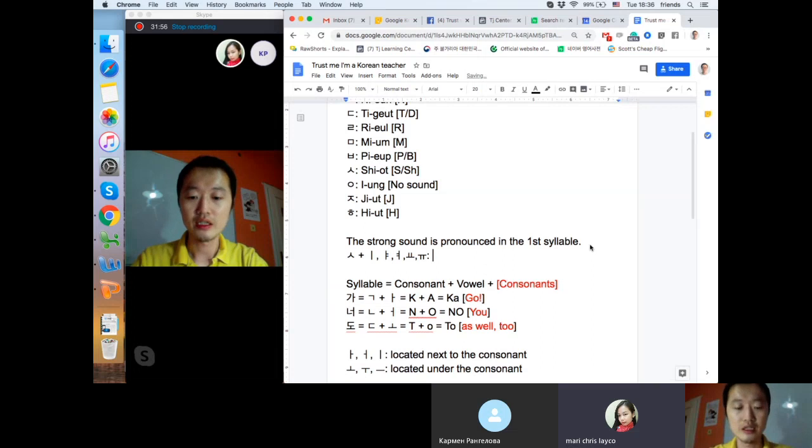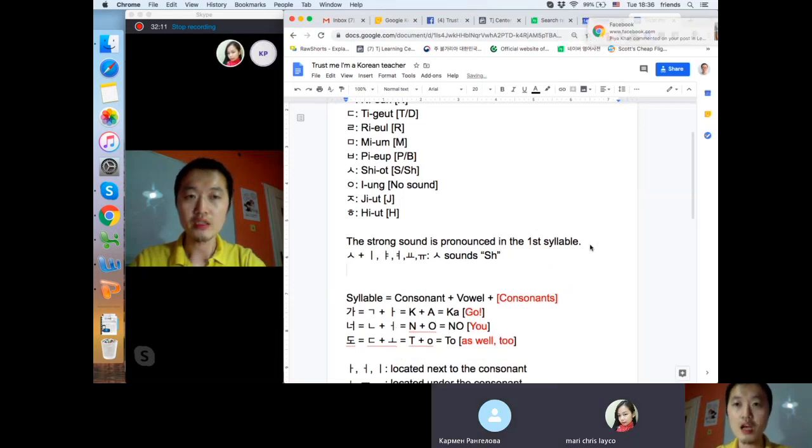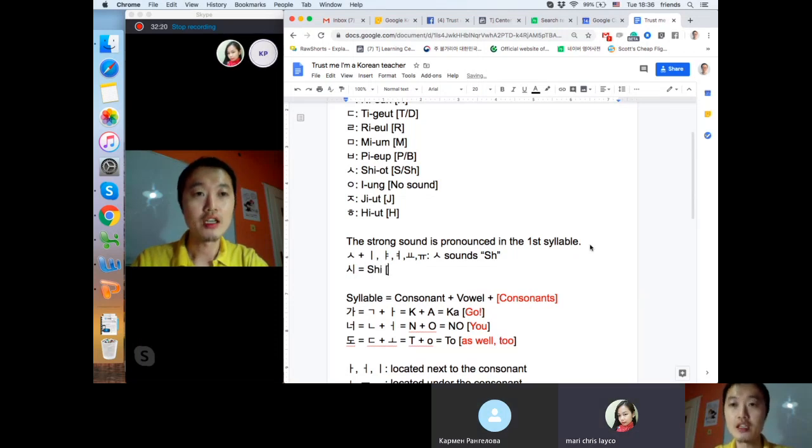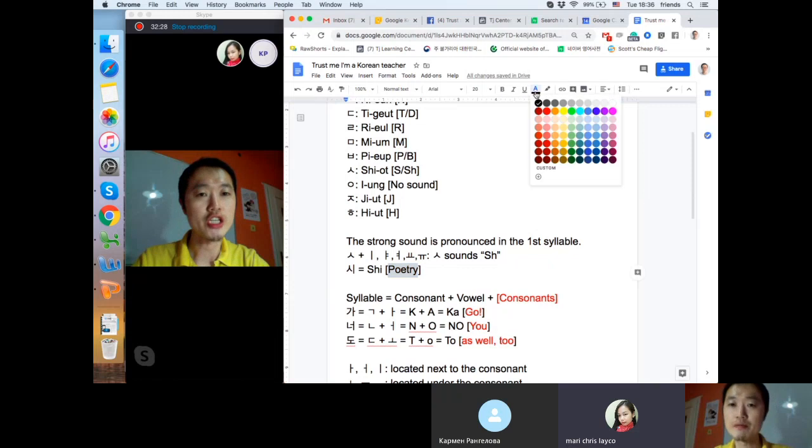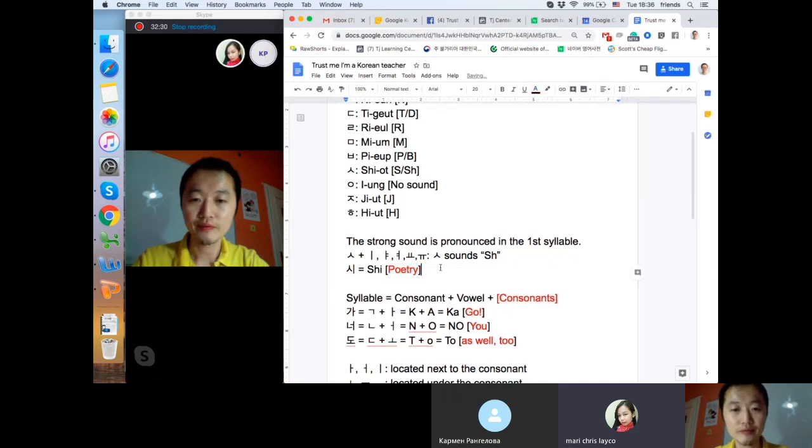And shield sounds sh. So, for example, this one is she, she. It means poetry. Poetry. That is she.